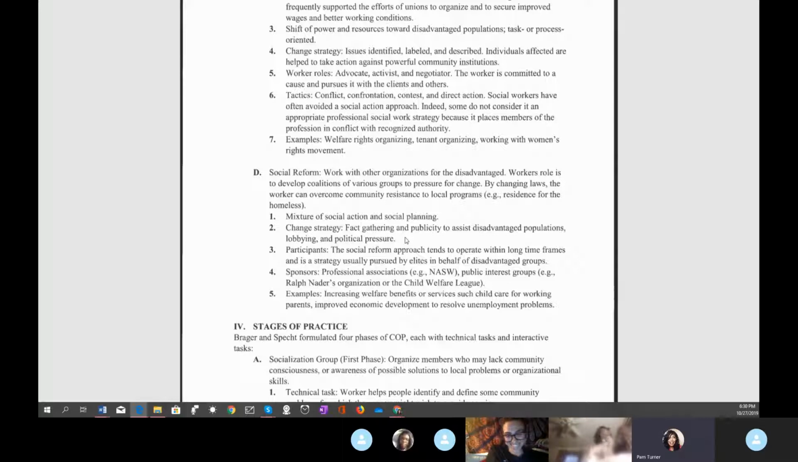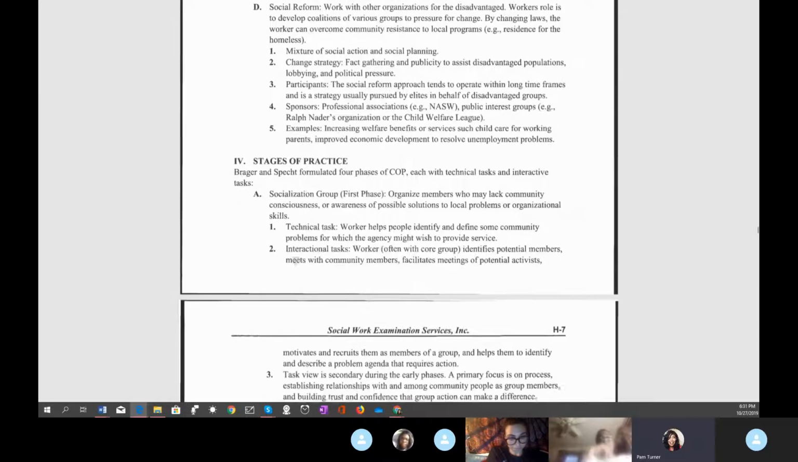Okay, so anyway, some of the sponsors, some of the things we've seen, like professional associations, the NASW, public interest groups, Ralph Nader's organization, child welfare leagues. So those are the things that we really want for social reform. We're trying to change things to make it fair for everybody. That's that whole social justice. That's what we do. Is make it fair. The options should be available for everybody.